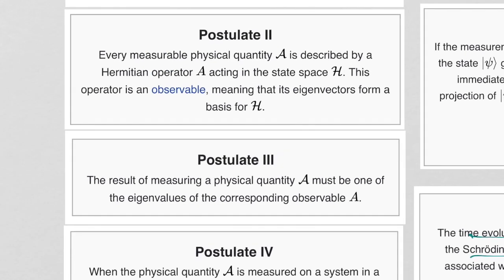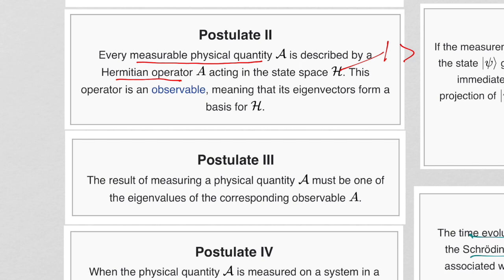It's postulates 2 and 3 that we're really beginning to talk about today. We've already talked about Hermitian operators, but here they show up as postulates in quantum mechanics. Every measurable physical quantity, a lot of philosophy in there, the quantity A, has a Hermitian operator associated with it. That operator acts on the state space H, which is the state space of kets. This is our ket space.